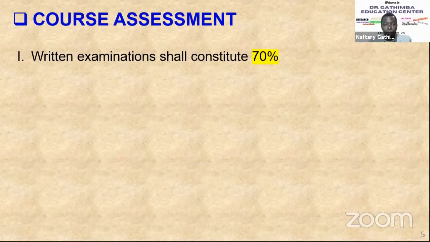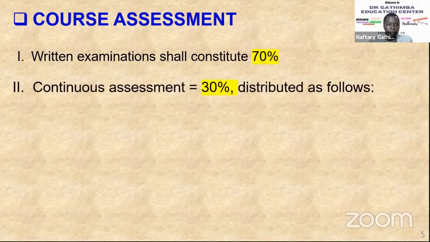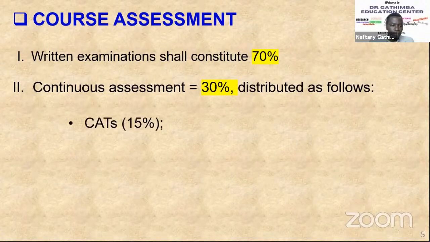So the assessment, you know, but this is just a reminder that the exam constitutes 70%. And then we have the CAT at 30%. And the CAT, not even CAT, CAE, continuous assessment exercises, is distributed as follows. We have the cuts as 15%. Well, we can have one cut, we can have two cuts. Remember now I'm doing the class of 150, so marking two cuts means 300 scripts.